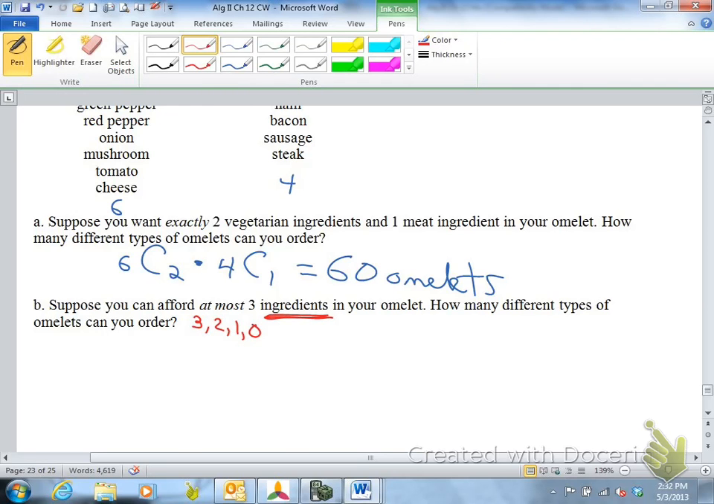0 is a really bad omelet. You don't have anything in it. It's like not even an omelet. It's just like scrambled eggs that aren't scrambled.